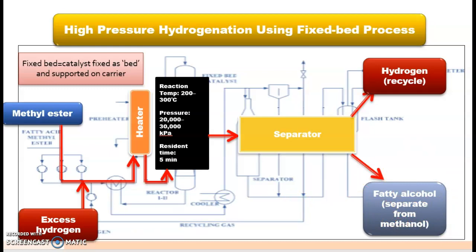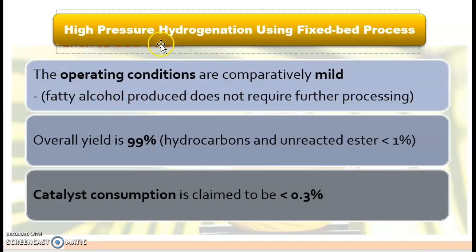Okay, so for high pressure hydrogenation using fixed bed, the operating conditions are comparatively mild, and the fatty alcohol produced does not require further processing. The yield is almost 99%. The hydrocarbon and unreacted ester is less than 1%, and the catalyst consumption is claimed to be less than 0.3.